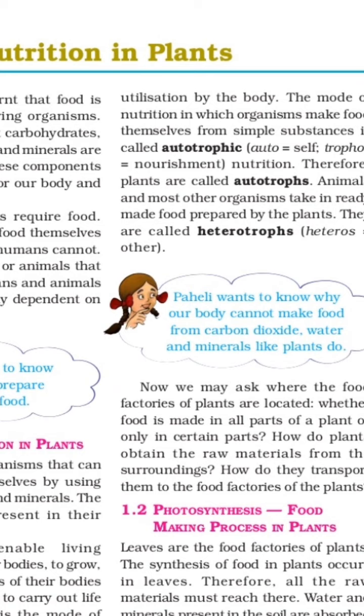Animals and most other organisms take in ready-made food prepared by the plants, and they are called heterotrophs. We already learned in class 6, chapter one, the meaning of heterotrophs: herbivores, carnivores and omnivores. Heterotrophs are the animals which directly depend upon the plants.